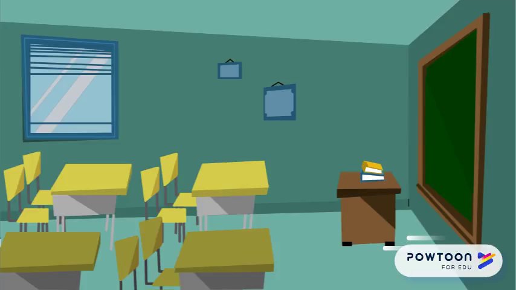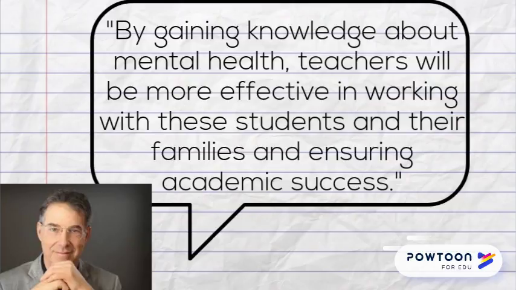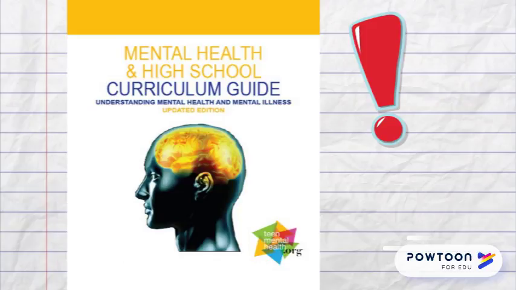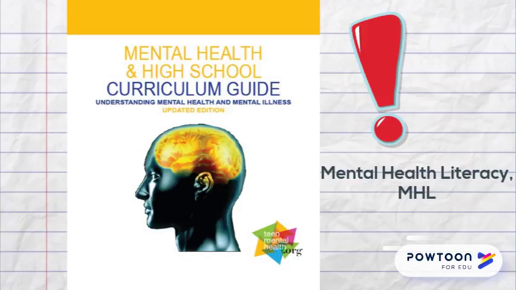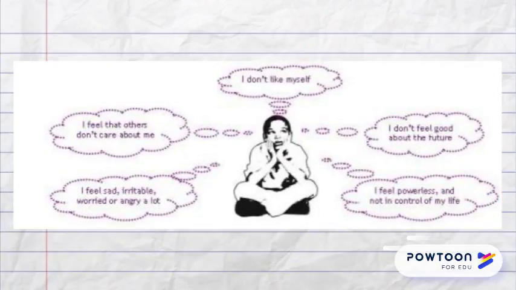On any given day, most of these disorders are present in students sitting in our classes. Dickel states, by gaining knowledge about mental health, teachers will be more effective in working with these students and their families and ensuring academic success. That is the key message in this book. We have to become mental health literate in order to help end the stigma and allow for students to be successful. In the beginning of the book, it discusses how students may present themselves or behave.